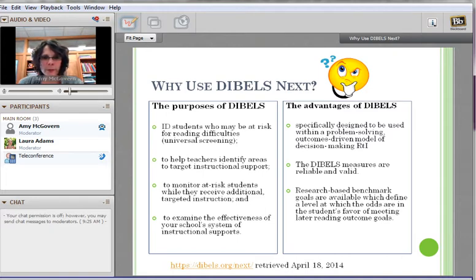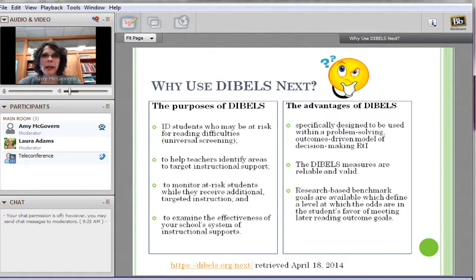Okay, so why would we use DIBELS Next or any of the universal screeners I've mentioned? There's a few reasons. The first, of course, is we want to filter out the students who may be at risk for reading failure. And we certainly want to support you in helping to identify those students who need additional support. To monitor our students' progress, we take our time and be sure that we found the right students who are going to require that weekly progress monitoring.